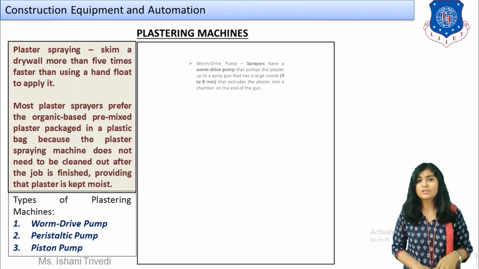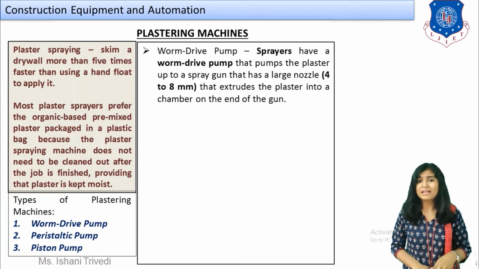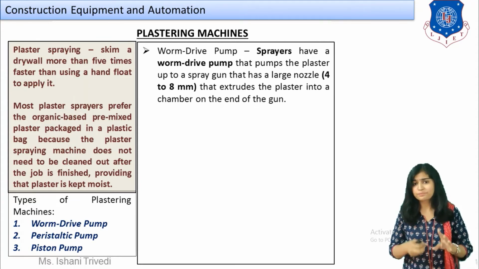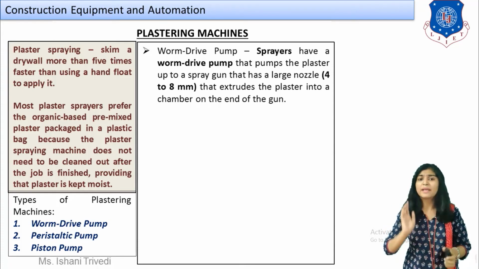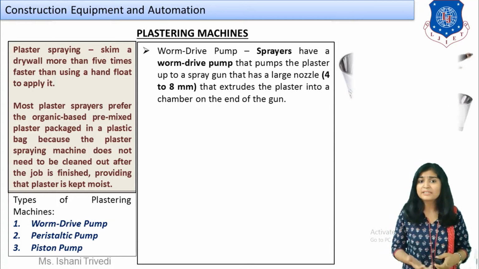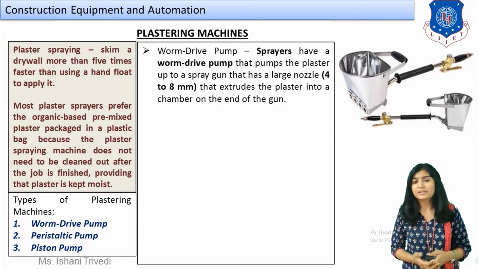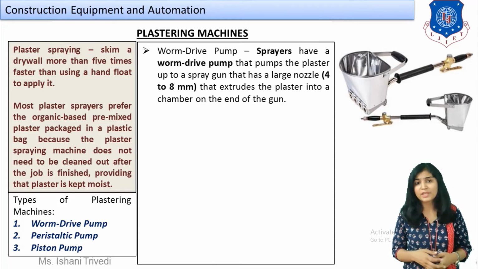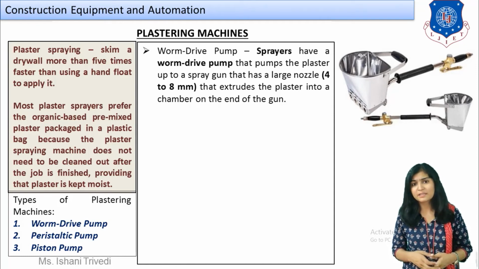Now we are going to talk about, students, next, plastering machines. We are done with the grouting equipment. You just have to deal with the basic explanation and basic concepts only. But now next we are going to talk about the last type of equipment, that is plastering machines.